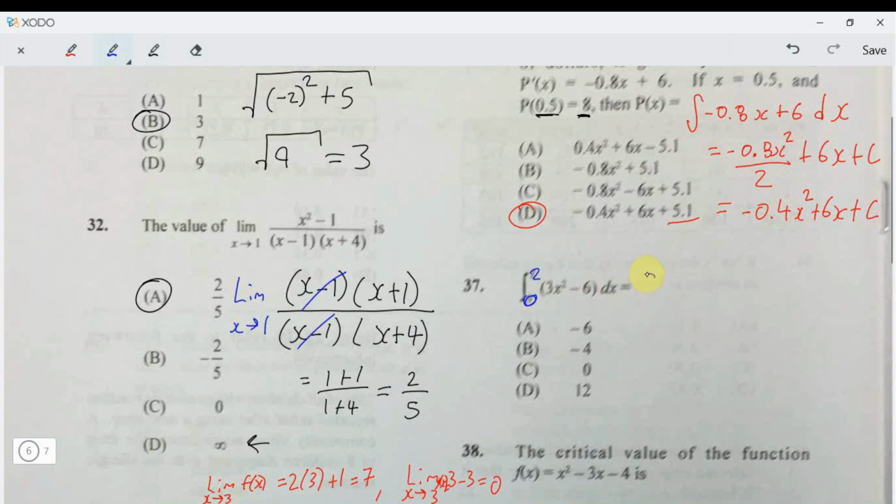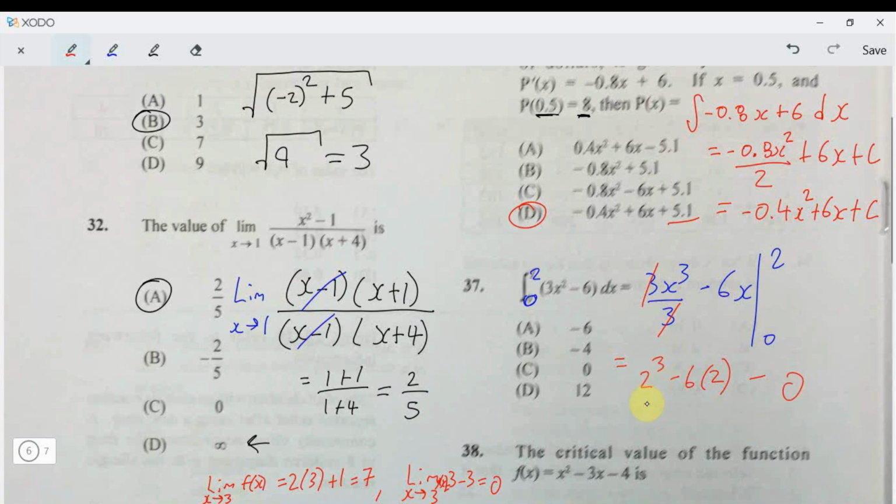So first thing, add 1 to the power: 3x cubed over 3 minus 6x. And we're integrating from 0 to 2. But guess what? These 3's cancel each other. So we can just input 2 now. So 2 cubed minus 6 times 2. And you don't need to input 0 because 0 times anything is 0.